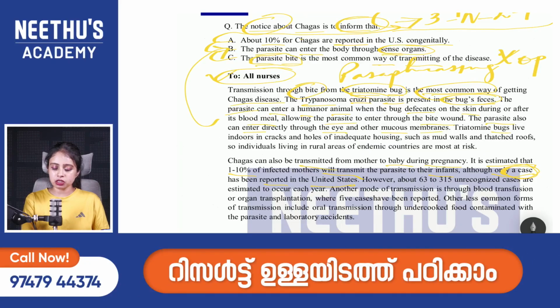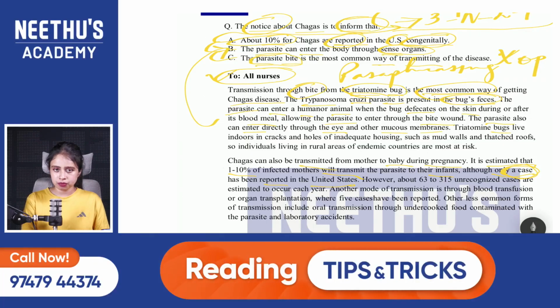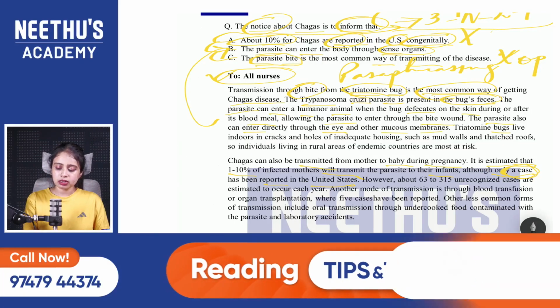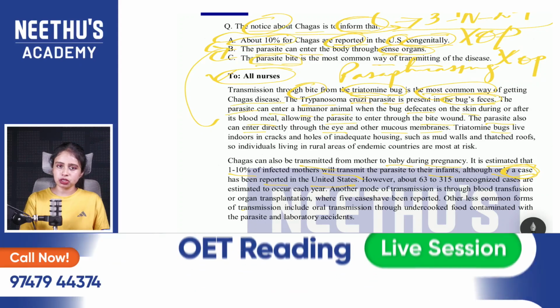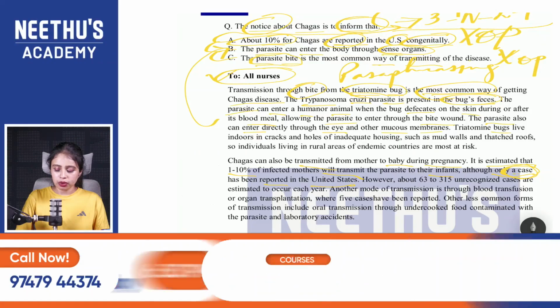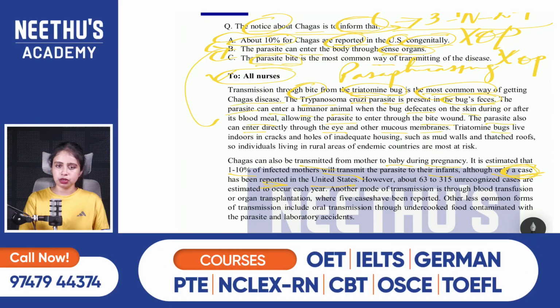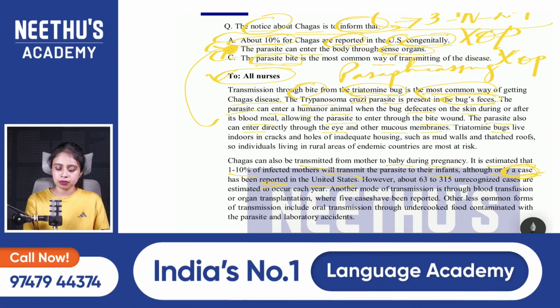And in option A is mentioned 10% cases reported in the US congenitally. Congenitally means from birth or by birth. Again my option A is a contradictory or opposite option. Why? Right? The last para is important. You can eliminate options. So what is mentioned here? Only one case is reported. So what is the right answer? Answer is option B. See?